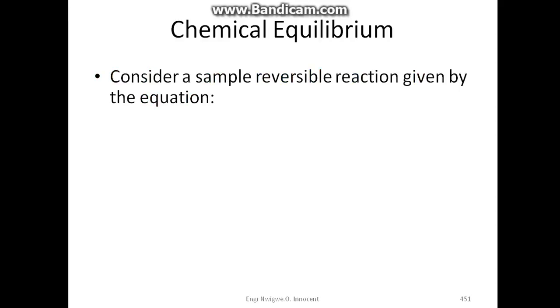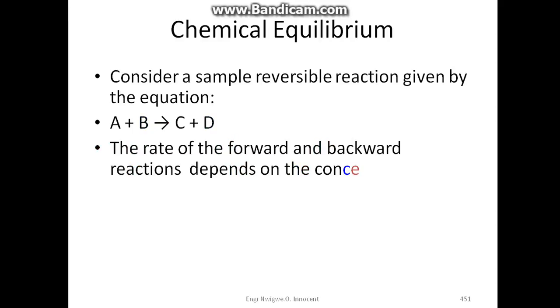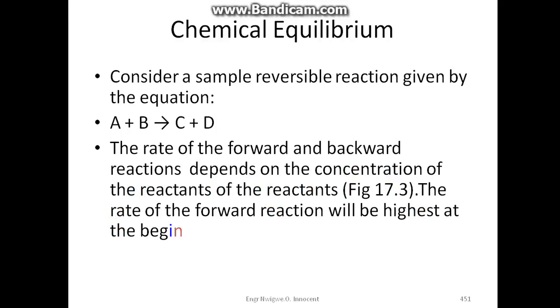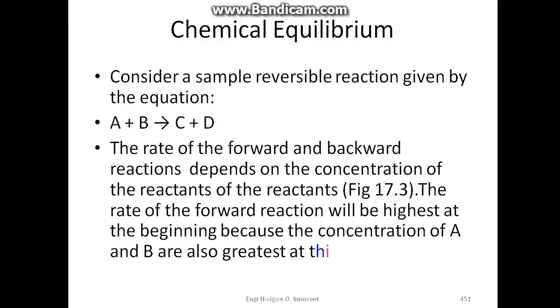Chemical equilibrium. Consider a simple reversible reaction given by the equation A plus B equals C plus D. The rate of forward and backward reaction depends on the concentration of the reactant. Figure 17.3. The rate of forward reaction will be highest at the beginning because the concentration of A and B are also greatest at this point. Equilibrium of reaction.